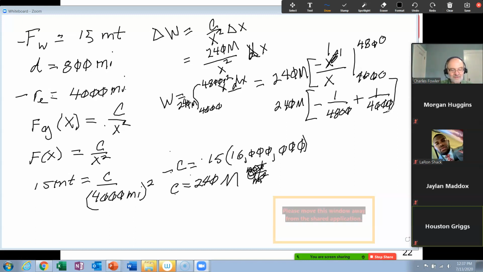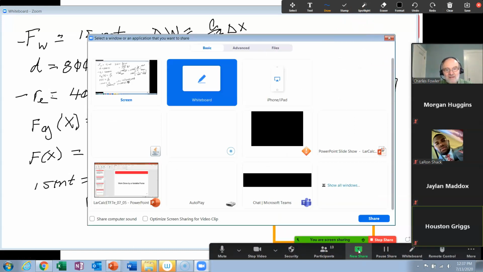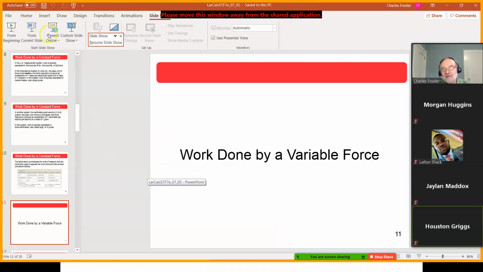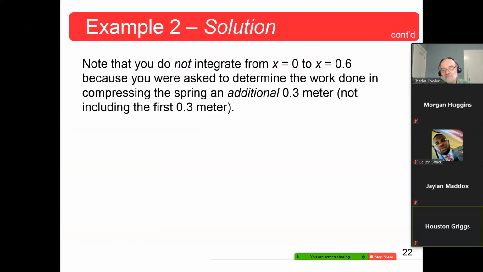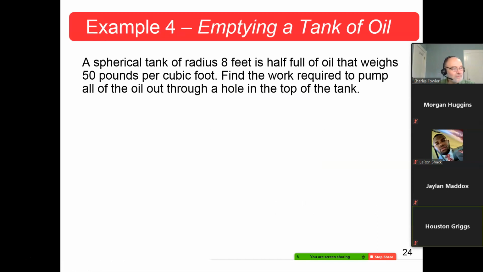Okay, so I'm going to go on and close that out, and let's move on to, we've already done the next couple of slides here. So let's go back to this current slide, and we already did example 2, and we did this slide earlier. So here we're ready for example 4. This is the top of page 489.